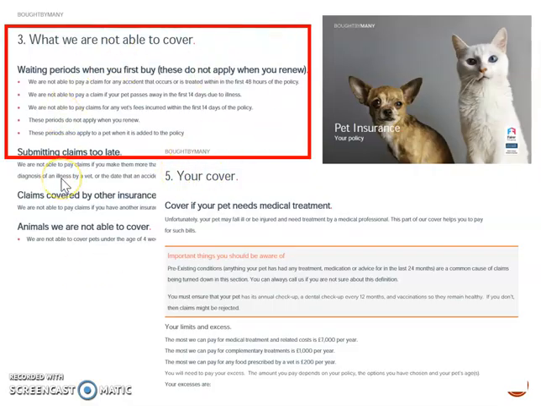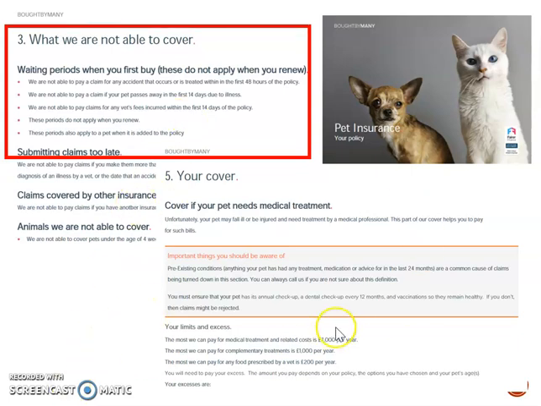I know it's small, but basically it's telling you what they're not able to cover under their insurance policies. So they are excluding a waiting period. It's telling me that they're not going to pay out for a claim for any accident that occurs within the first 48 hours, that they won't pay if my pet passes away in the first 14 days, that they won't pay for any vet's fees within the first 14 days. So they are excluding their liability for those things.